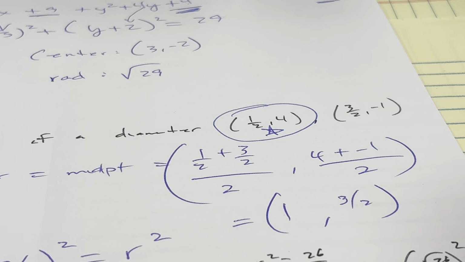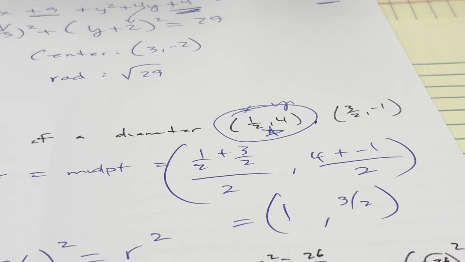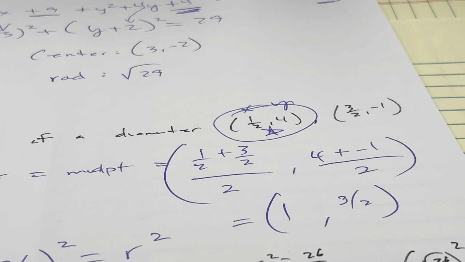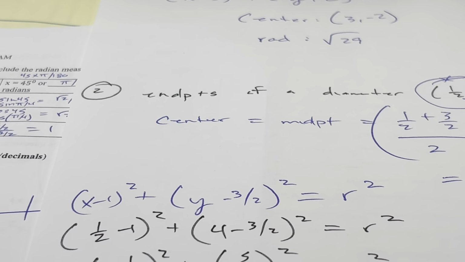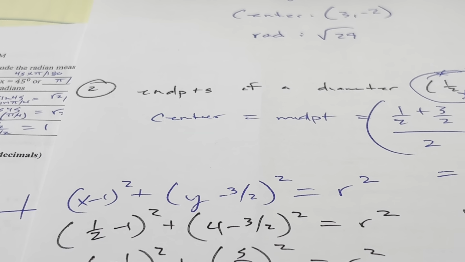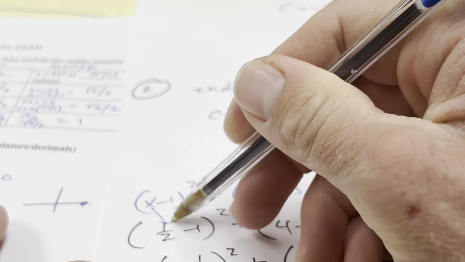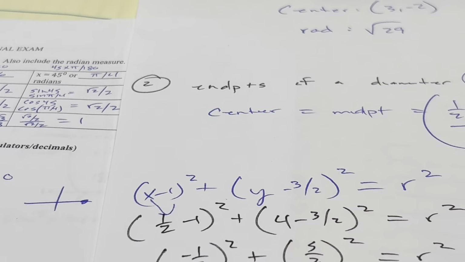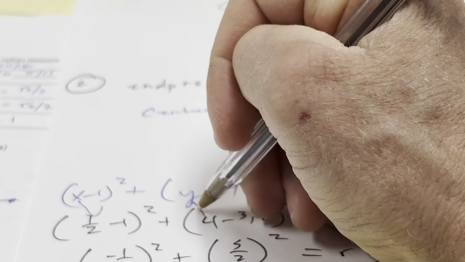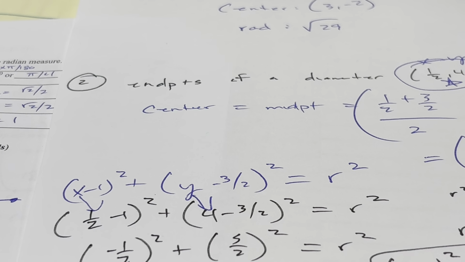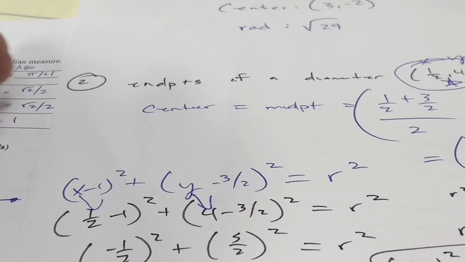I'm going to use that one. Here's my x value I'm going to plug in. There's my y value I'm going to plug in. So I'm going to plug 1/2 in for x, minus 1 squared. And then I'm going to take 4 and plug it in for y. (4 minus 3/2) squared equals r squared.